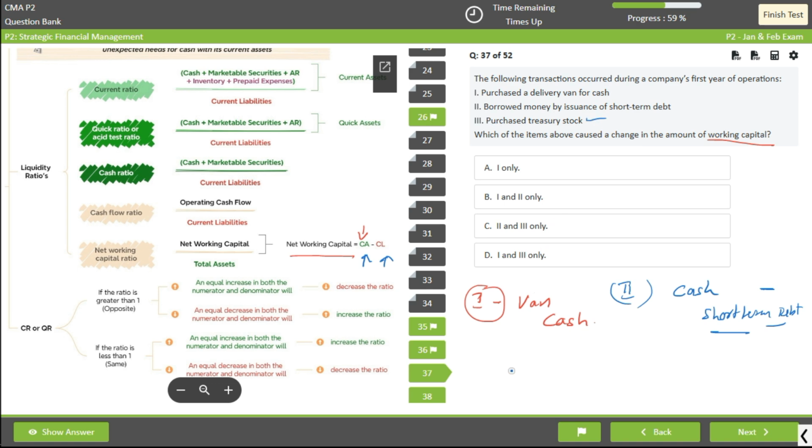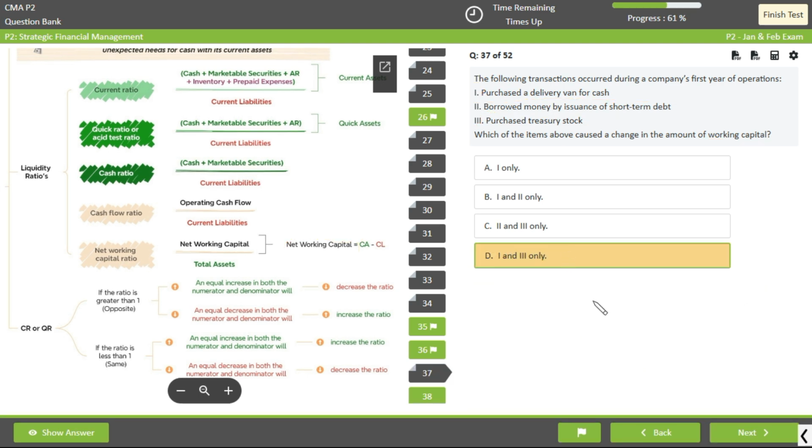Purchase of treasury stock. When you are purchasing the treasury stock, you are going to debit your treasury stock and you are crediting your cash. So cash is going to decrease. If the cash is decreasing, this means your current assets are decreasing. This will have an effect on net working capital. But borrowing by the issuance of short-term debt will have no effect on your working capital. So we are left with options 1 and 3. So 1 and 3 only. Next.